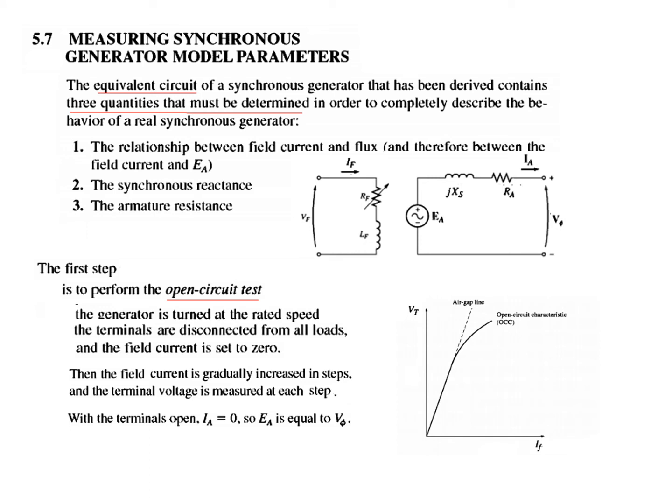And so we can have a graph relating to the field current. As we are increasing the field current from 0 onward, the terminal voltage will keep on increasing. So this graph is called the open circuit characteristics.